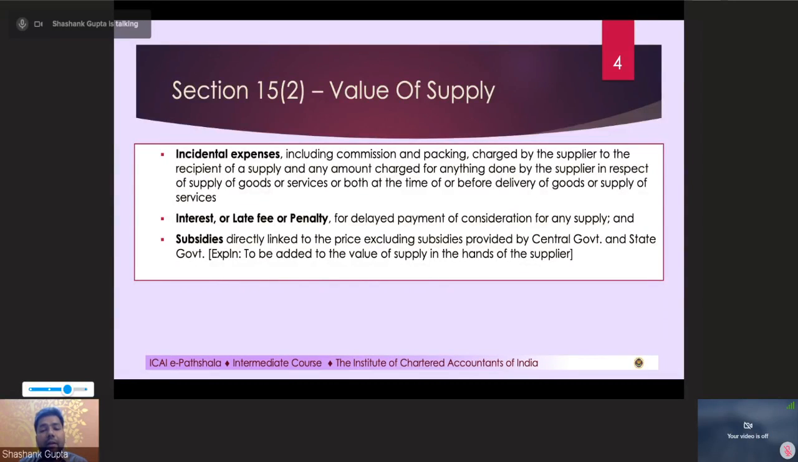Interest, late fee or penalty for delayed payment of consideration for any supply. So if there has been any interest, this we have already discussed somewhere in the time of supply provision with an example, so it's the same thing. And subsidies. So basically any subsidy other than that extended by the central government and the state government. If any subsidy is extended by the central government and state government, then that will not be included. Otherwise, if there is any subsidy, then that has to be certainly included in the value.